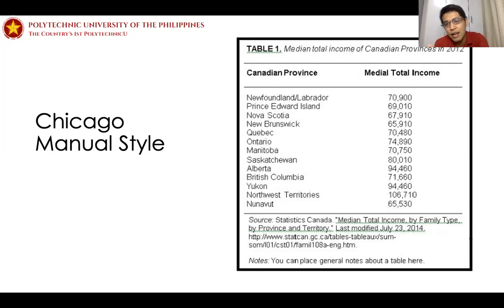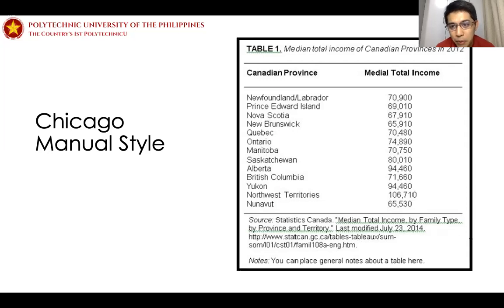This is the format for how they format a table. When you look at this, the word table is capitalized. I mean, each letter in the word table is capitalized. Then you have the table number, and immediately right after the table number, you have to put a period, and then immediately in italics you write the title of the table. Now, when we look at the table itself, again, the table also does not use lines inside. It's plain.